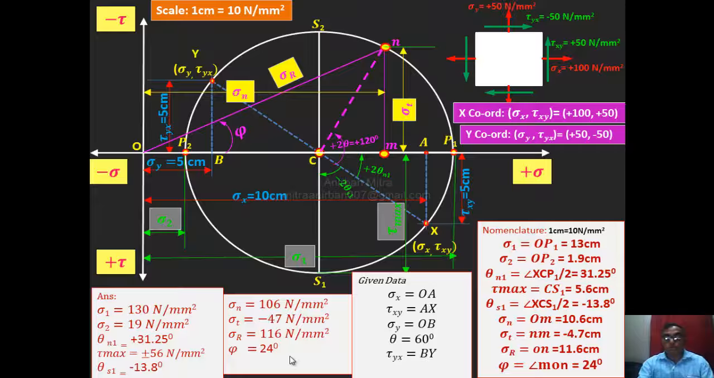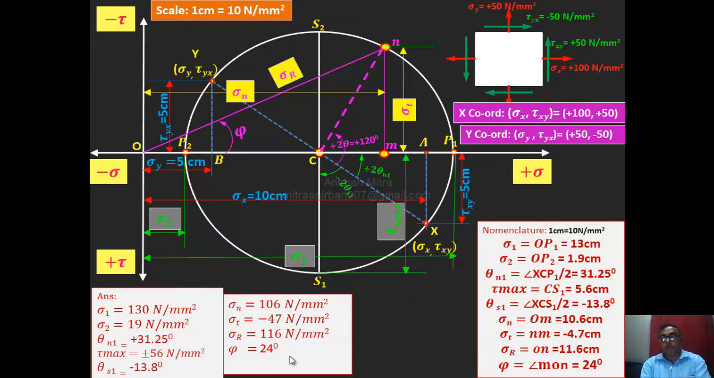You can get it using the Mohr circle. Now this is a very important concept. I just want to explain one thing: if you have to convert this Mohr circle to your element diagram, then how does it look, and what is the meaning of theta n and theta s1 and all this? So please refer to it. In the next slide you can get it.